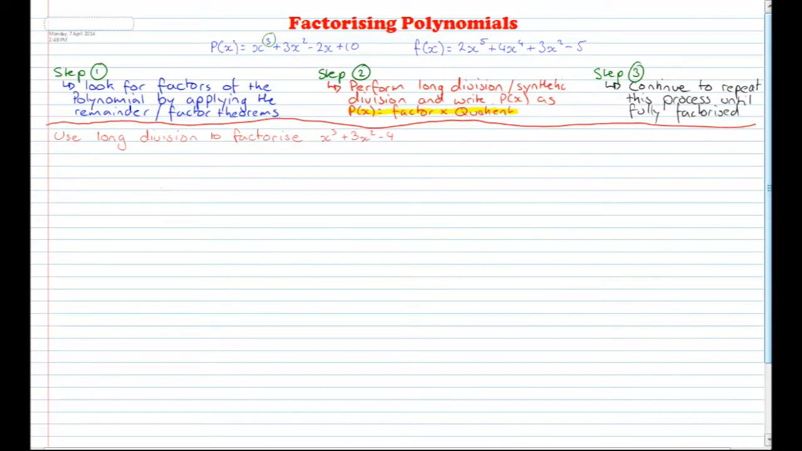And it's now that time of the lesson again where you need to go through and attempt the following question, that is, use long division to factorise x cubed plus 3x squared minus 4. Now, like always, remember to press play once you're done so you can check your answer against mine.